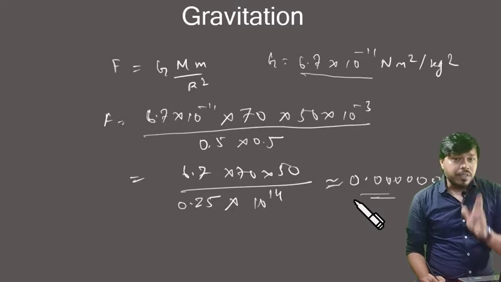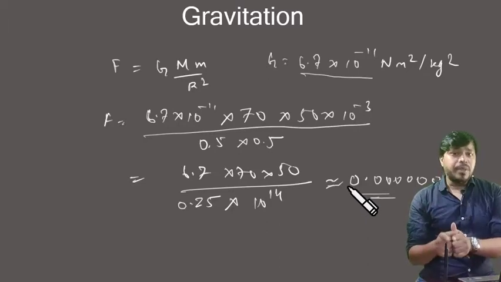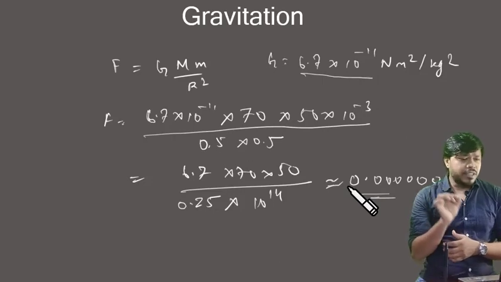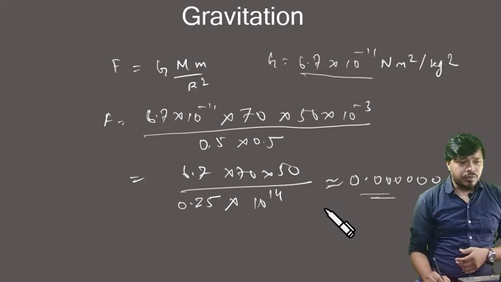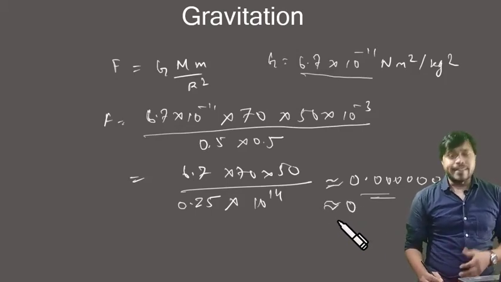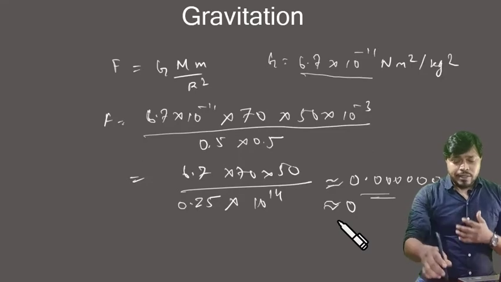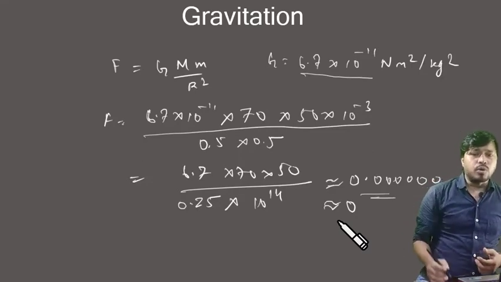This number is a very, very small number. That means the force between me and the pen is very little, a very small force. That's why we can simply consider this force as zero. We can simply ignore that force, and that's what we do. That's why we don't come to each other, or we don't fall on each other.